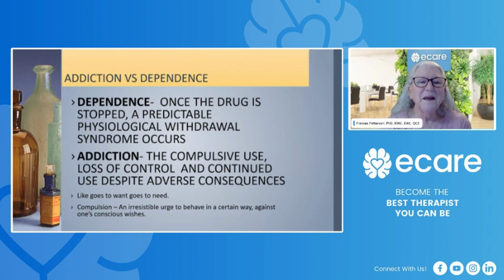With addiction, when someone first starts, they go from liking the drug to wanting the drug to needing the drug. And the compulsion in addiction is different than obsessive compulsive disorder. Compulsion in addiction is an irresistible urge to behave in a certain way against one's conscious wishes. When people become addicted, they have a compulsion, even though they may not plan to use, they may not want to use, but that compulsion drives them to that use. And we'll talk more about that.